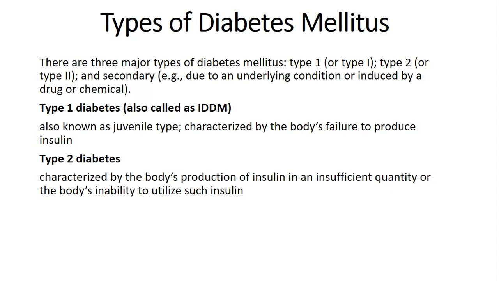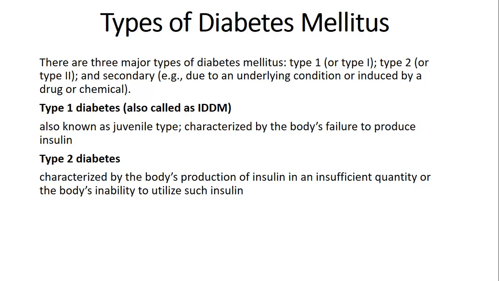Type 1 diabetes, also called insulin dependent diabetes mellitus or IDDM, and also known as juvenile type, is characterized by the body's failure to produce insulin. So in type 1 diabetes there is no production of insulin, and hence it is categorized as type 1. While in type 2 diabetes, the body is able to produce insulin, but it is not in sufficient quantity, or the body is not able to utilize the insulin. So that is categorized as type 2 diabetes.